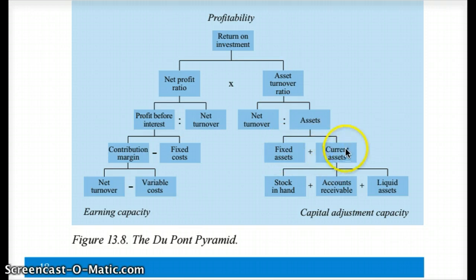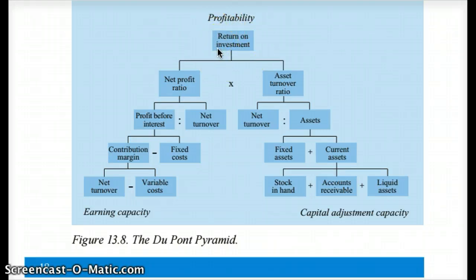Then you add the current assets, and the current assets is cash or any other company assets that will be turned into cash within 1 year from the date that it figures in the company's balance. If you add the fixed assets and the current assets, you have the total assets. Net turnover divided by assets tells us the asset turnover ratio. With the net profit ratio multiplied by the asset turnover, you get the return on investment.